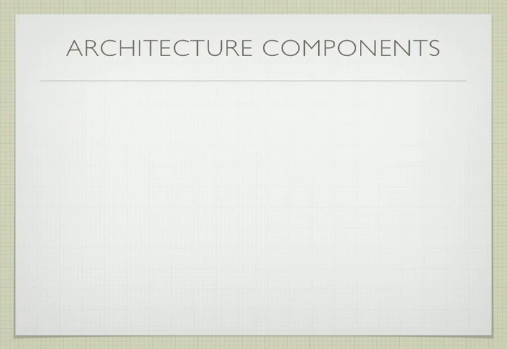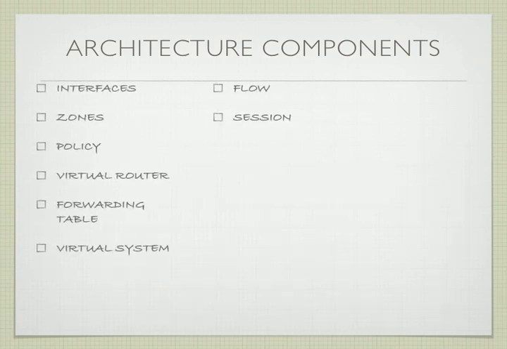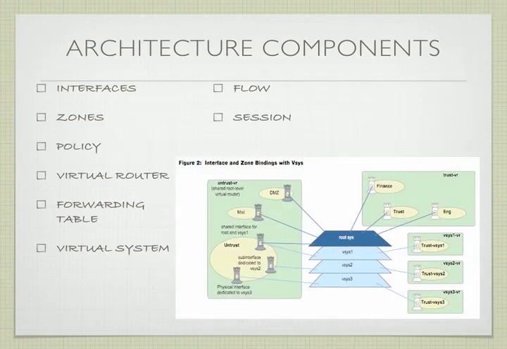All right, so looking at the specific architectural components in ScreenOS, we have these items here: interfaces, zones, policies, virtual routers, the forwarding table, a virtual system, a flow, and a session. So let's have a look at what that looks like. In the center of the image there are the rectangles that say root vsys, vsys1, vsys2, vsys3. All four of those virtual systems are in a single physical box.